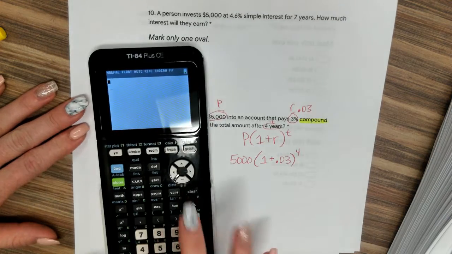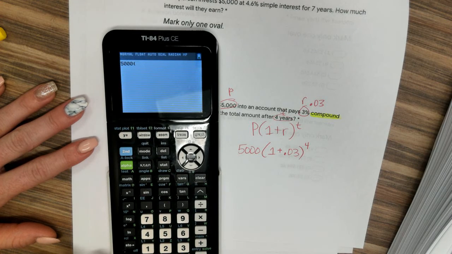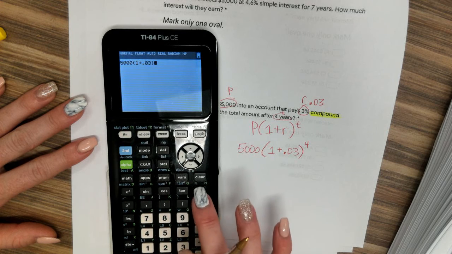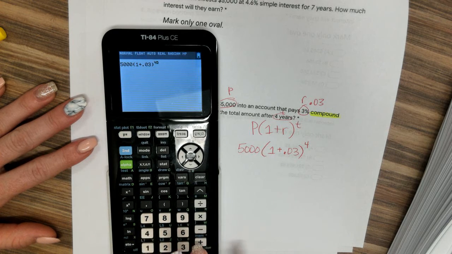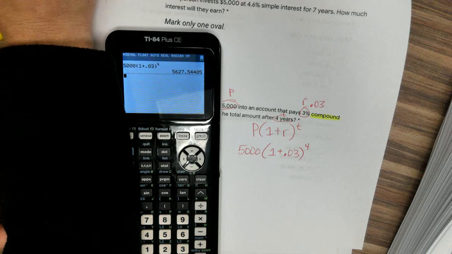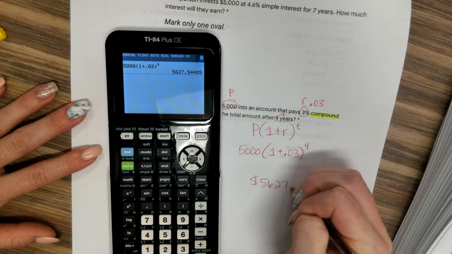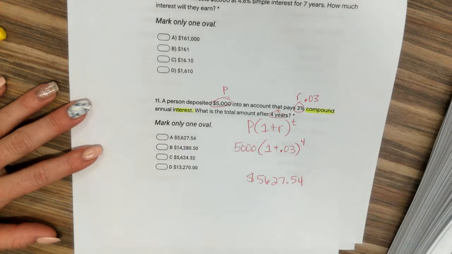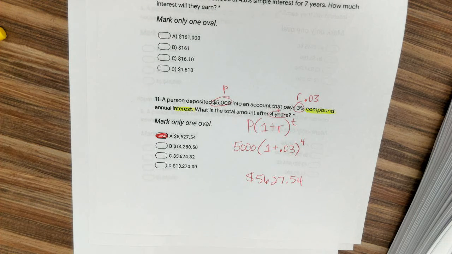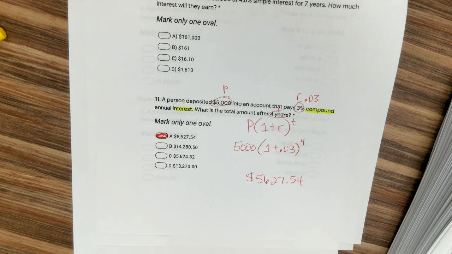So let's go over how to put that in. 5,000, open parentheses, which is above the 8. 1 plus 0.03 close parentheses, and then remember your caret button to the 4th power, which is 5,000... Okay, which is $5,627.54, which is this one. Okay, so again, make sure you're really reading the question to see which formula you use, simple or compound.